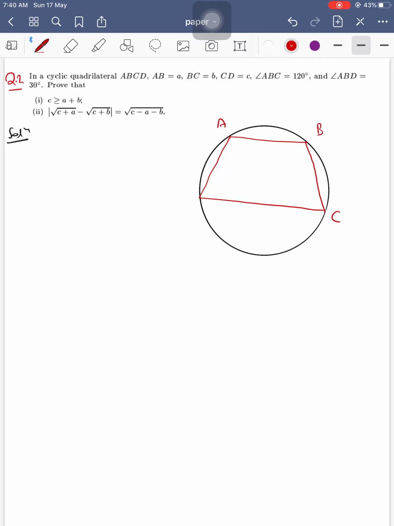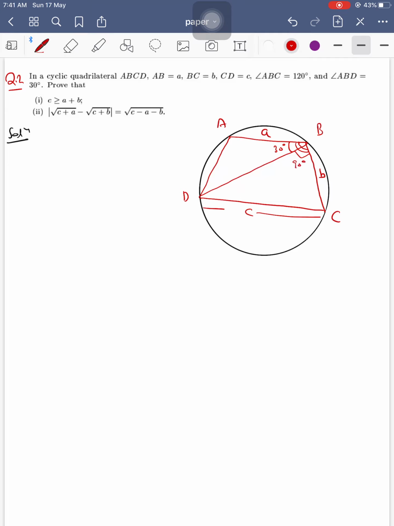A, B, C, D. Okay, the length of AB is A, length of BC is B, and length of CD is C. Okay, angle ABC is 120 degree. This angle is 120, and angle ABD is 30 degree. This angle is 30. Okay, it means this remaining angle is what?